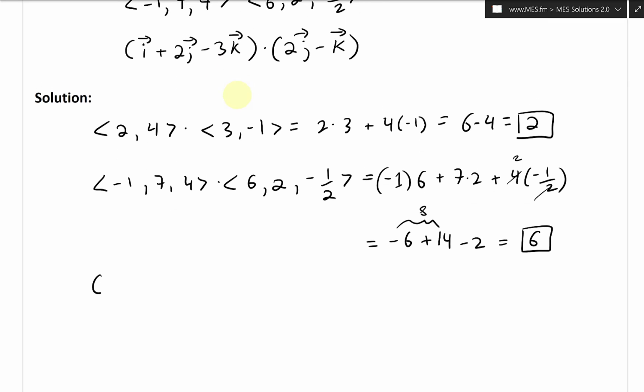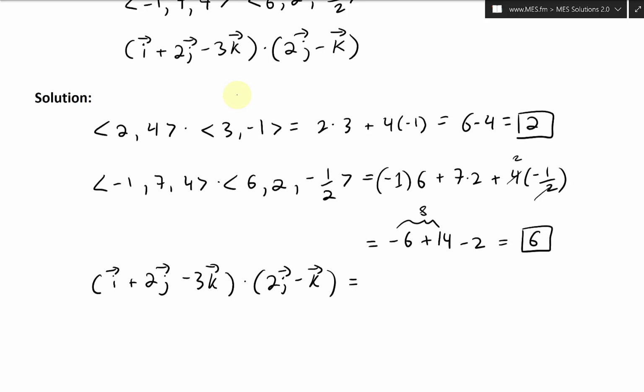So what this equals, let's just write this down. We have the I vector plus 2 times J vector minus 3 K vector, times 2 J minus K vector. Now this is the interesting part, because this one skipped the I, and that's because it's assumed that there's 0 times I.